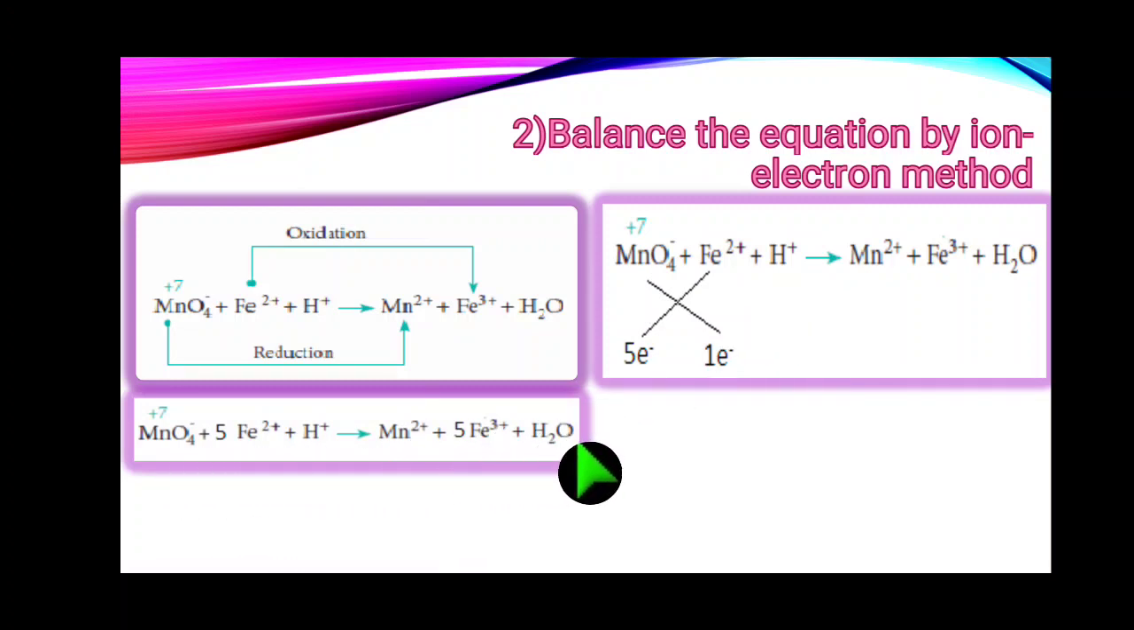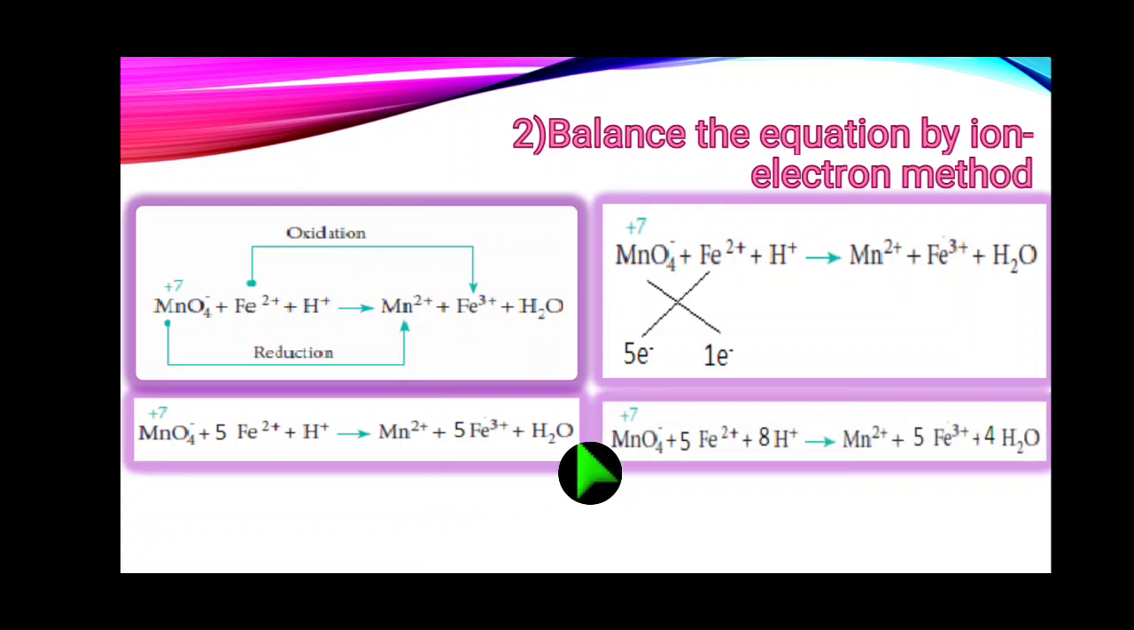Fourth step, oxygen we see. Left side 4 oxygen, so manganese balanced, iron balanced, then oxygen. Left side 4 oxygen, right side 1 oxygen, so right 4. 4 H2O, oxygen is balanced. So finally hydrogen. After writing the 4, hydrogen we see 4 H2, 8 hydrogen. So left side 8, right 8.